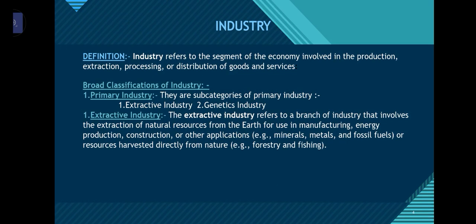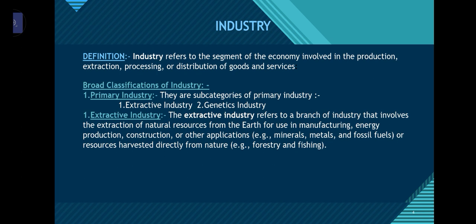Here, the definition of industry: industry refers to the segment of the economy involved in production, extraction and processing or distribution of goods and services. They are broadly classified into industries. The primary industry has subcategories. There are two types: extractive industry and second, genetic industries.